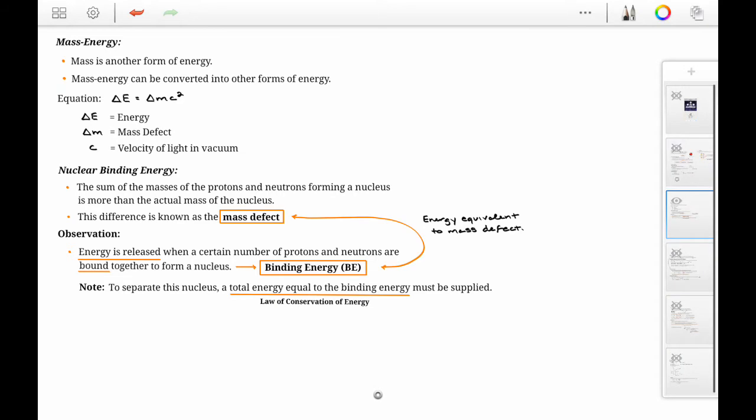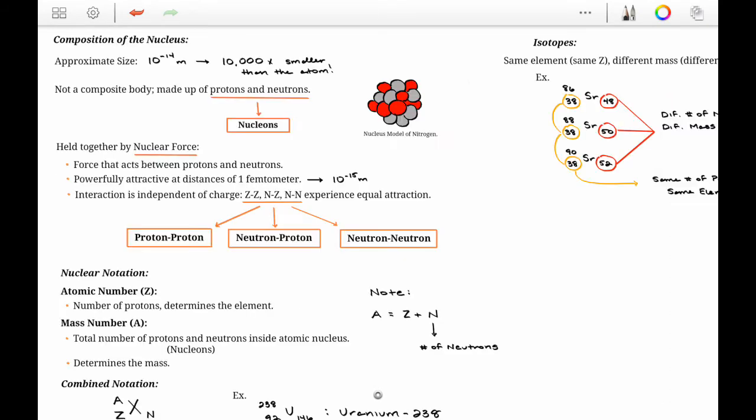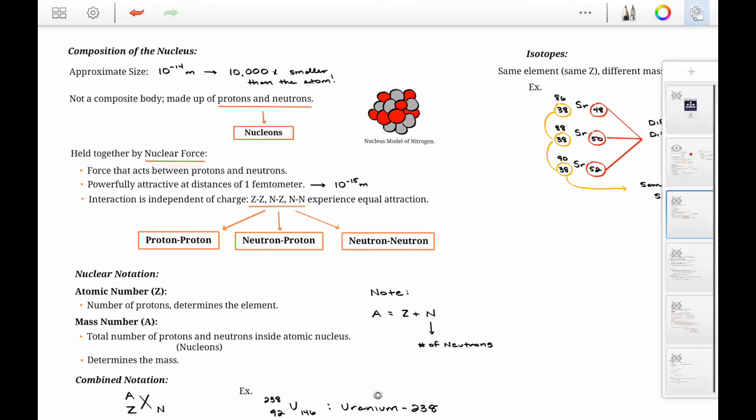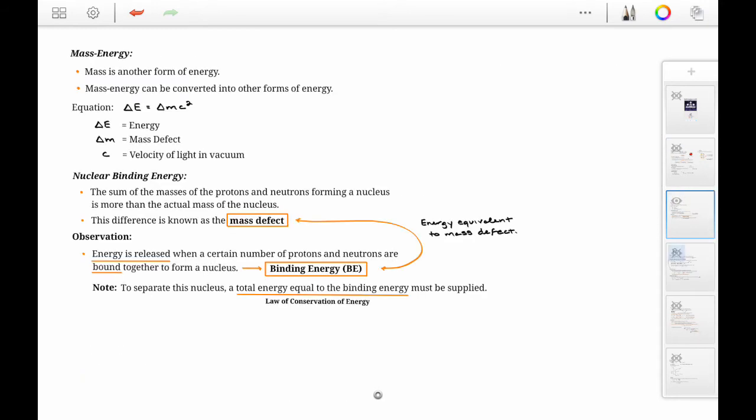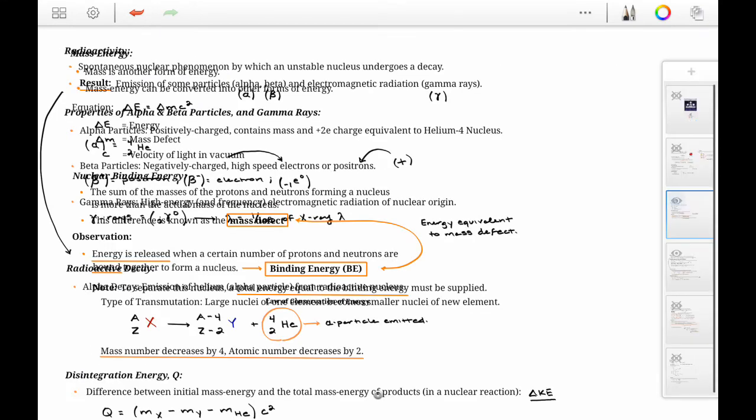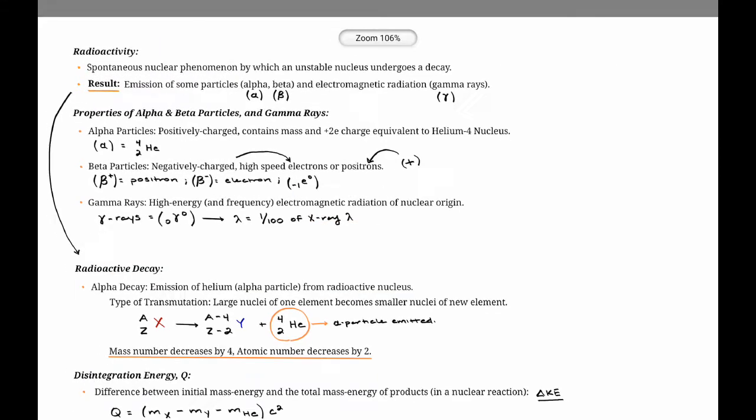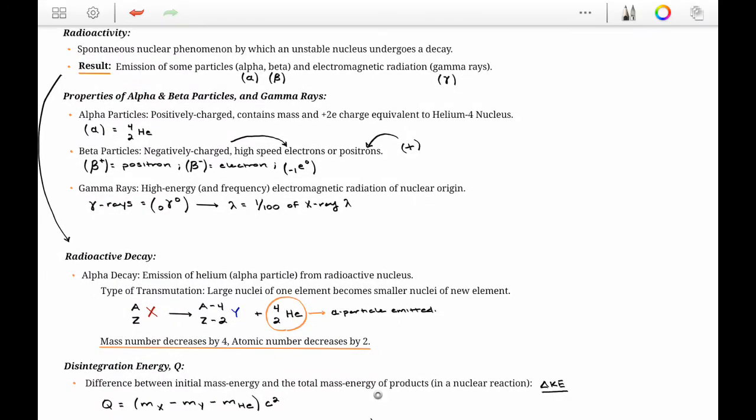What we're going to talk about next is radioactivity. Radioactivity is a spontaneous nuclear phenomenon by which an unstable nucleus undergoes a decay. This results in the emission of some particles and electromagnetic radiation, specifically gamma rays.